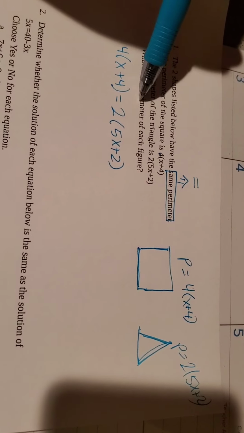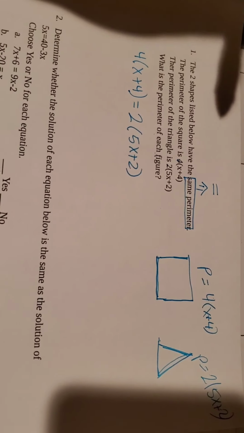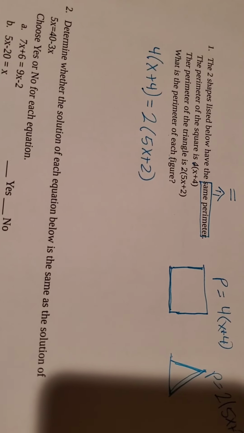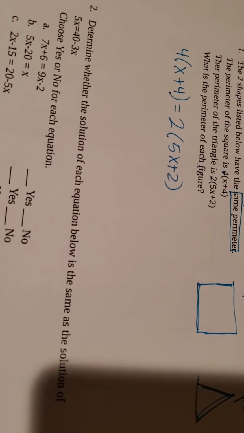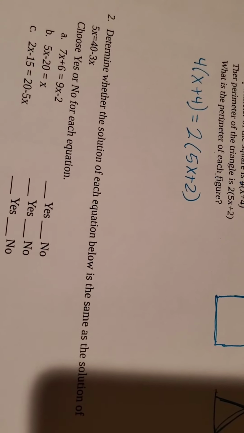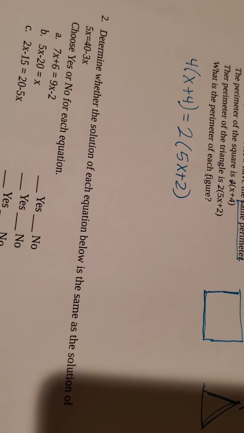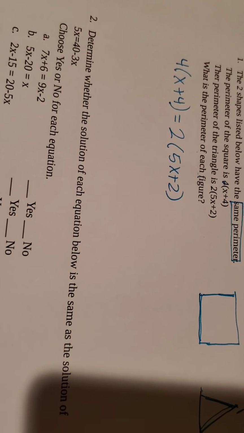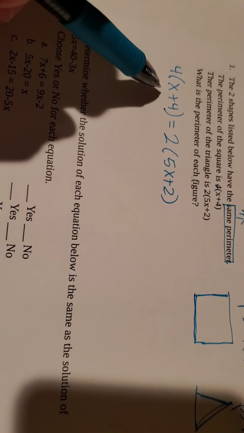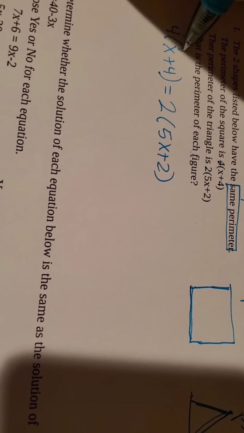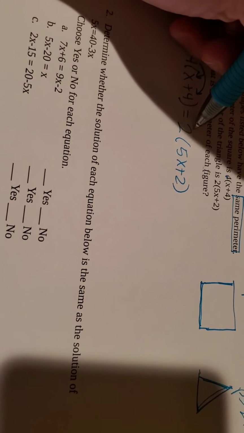In order to figure out the perimeter of each figure, this is similar to the problem I just went over in the practice book, but in order to figure out that perimeter, we first have to figure out what x is. On the problem that we just did from the practice book, I utilized inverse operations to simplify right off the bat. Instead of doing that, I'm going to use the distributive property. So I'm going to distribute that 4 to the x and the 4 within the parentheses. And for the right side of the equation, I'm going to distribute that 2 to the 5x and to the 2.